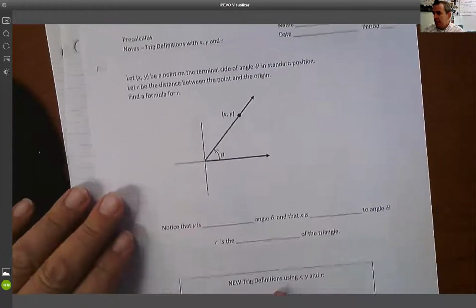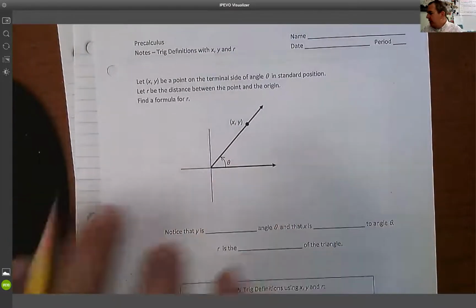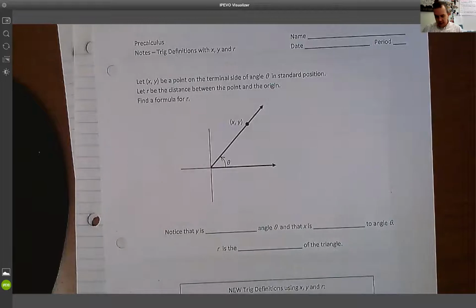Okay, let's go over the stuff we talked about in class the last 2 days. So all right, start sharing the screen. So what I said was we're going to move away from the SOHCAHTOA thing, and what we're going to do is we're going to look at our angles on the coordinate plane.